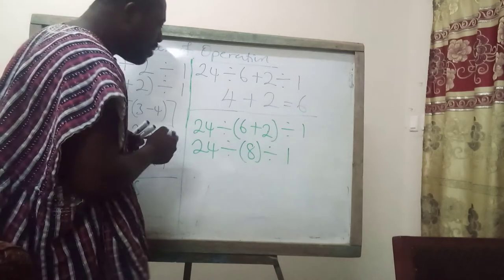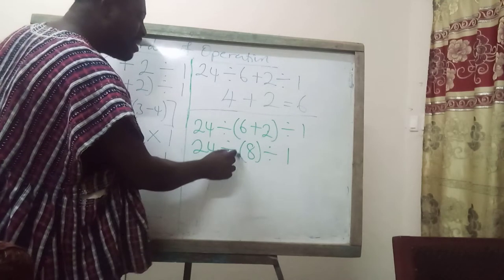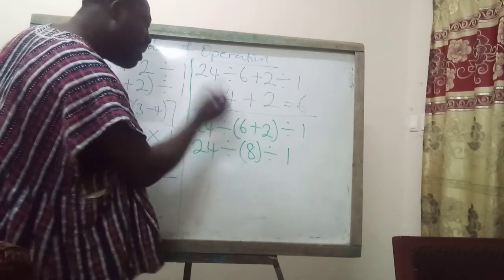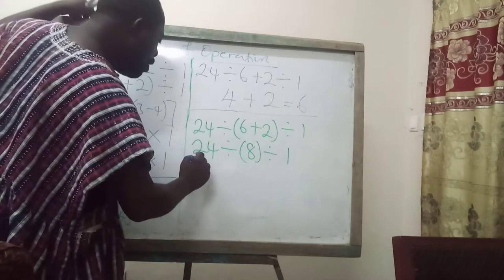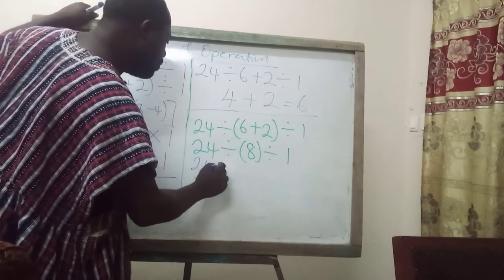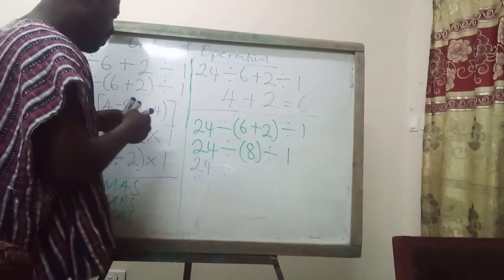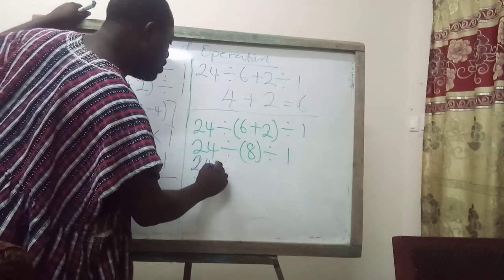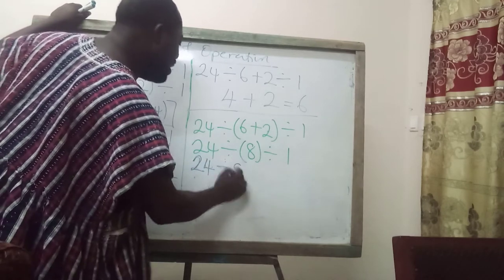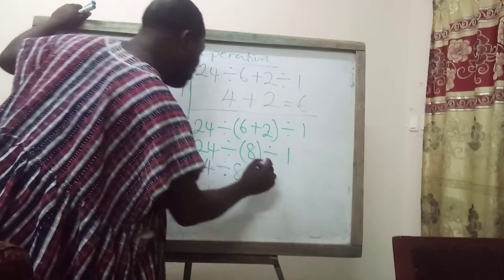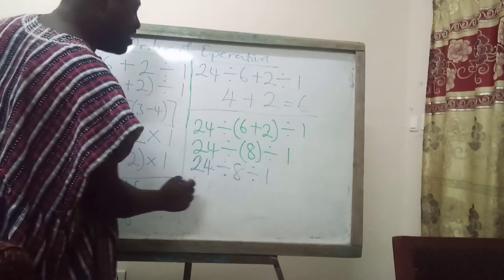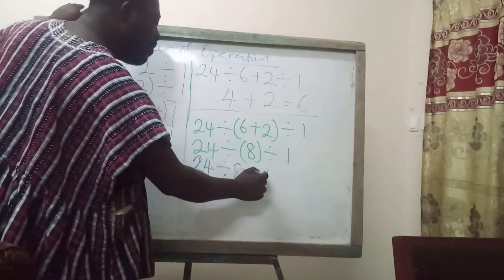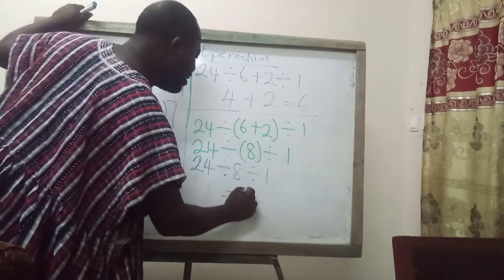Now we can simply write, because you don't see anything here, it means it's 1. So we will get 24 divided by 8 divided by 1. Now, 24 divided by 8 is 3. Then the result 3 that you get, you divide it by 1. So the answer is 3.